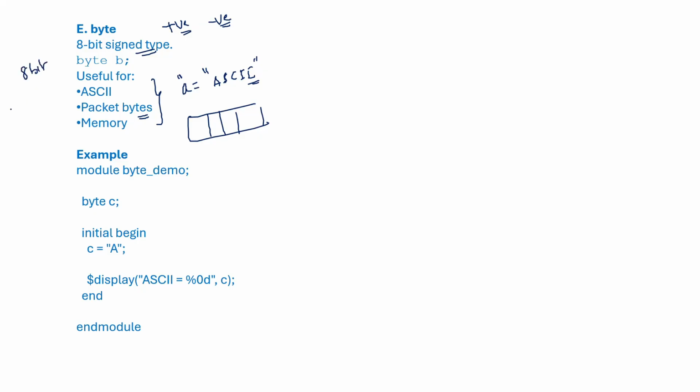8-bit means how many values it will get? 2 power 8, which means 256 values. Then it is a signed data type, so it will support from minus 2 power 8 minus 1 down to 2 power 8 minus 1 minus 1. That means minus 128 to plus 127 values it will support. That is the byte data type.